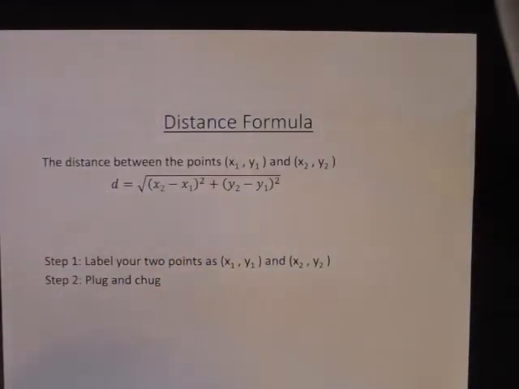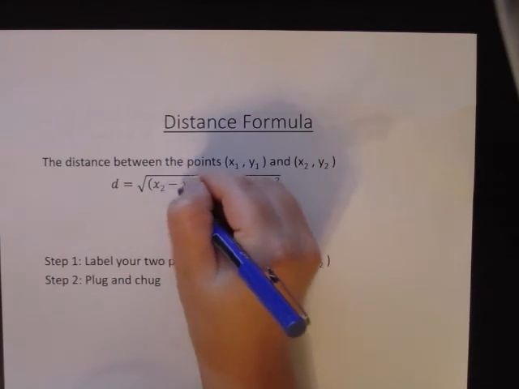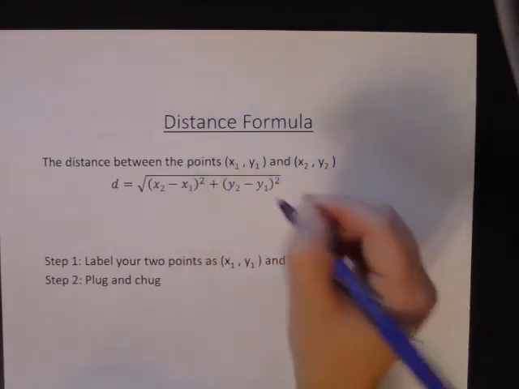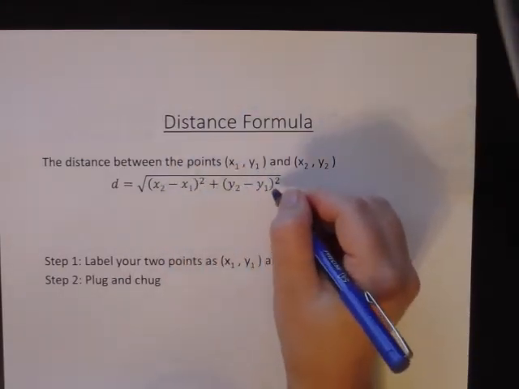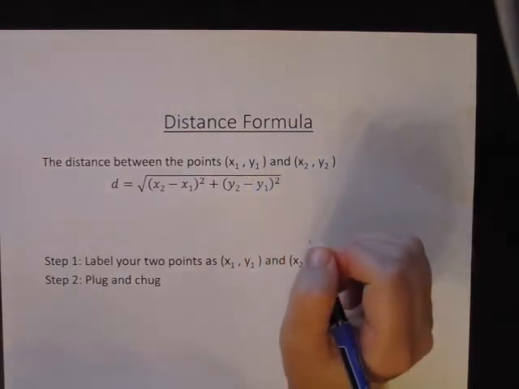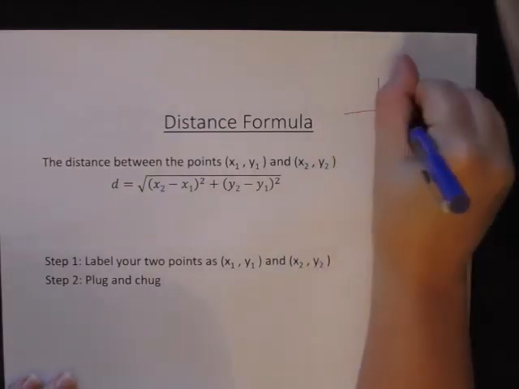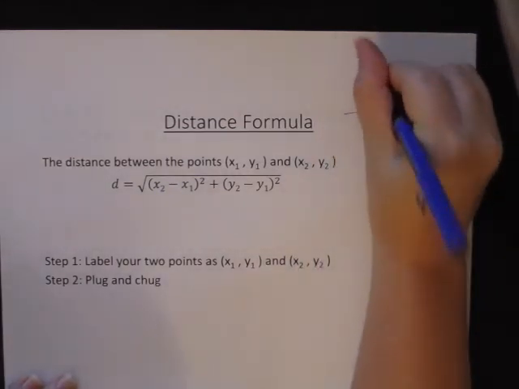The last formula that we're going to deal with is the distance formula, the distance between 2 points. So you got an x1, y1, and you got an x2, y2. And the formula is d equals the square root of (x2 minus x1) squared plus (y2 minus y1) squared. Alright, so I think the easiest way to kind of identify this is if you have an x and you got a y.